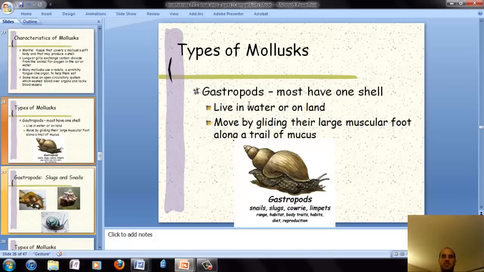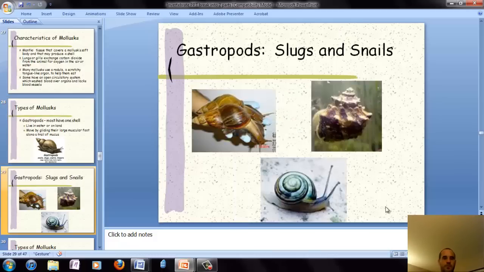So types of mollusks. For this part, you don't have to take notes. This is going to be helpful later as you do your posters, but it's not something that I would quiz or test you on. So when we focus in on mollusks, we have gastropods. Most have one shell. They can live on land or water, and they're going to glide using their large muscular foot along a trail of mucus. And then you've got your examples of gastropods. And here are some pictures of gastropods.